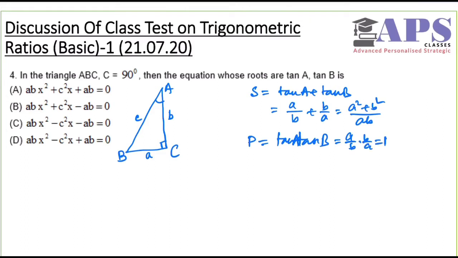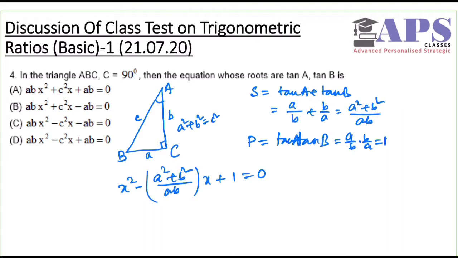Therefore the quadratic equation is x square minus a square plus b square by ab into x plus 1 equal to 0. Also we know by Pythagoras theorem that a square plus b square should be equal to c square. So this is nothing but ab into x square minus c square x plus ab equal to 0, which matches with option D.